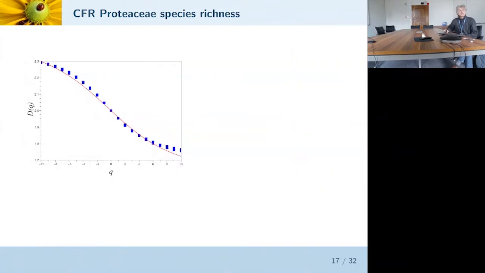By the same technology, we get this curve, and you might be able to notice that this is a much steeper curve, and we need a larger B value for the proteas than for the birds.